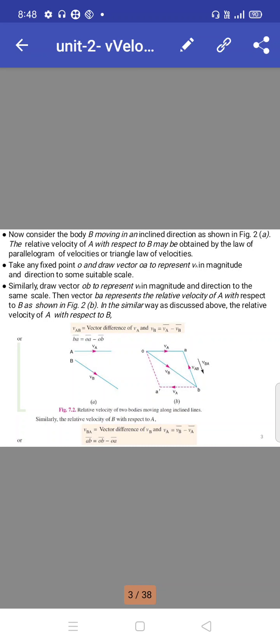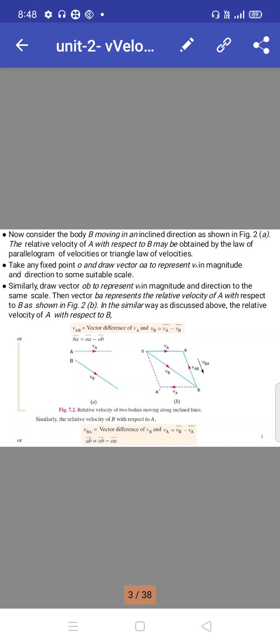In a similar way as discussed above, the relative velocity of A with respect to B, VAB, is equal to the vector difference of VA and VB, which is VA minus VB. So BA is equal to OA minus OB, that is A specified by VA and B specified by VB. This is the relative velocity of two bodies moving along inclined lines.